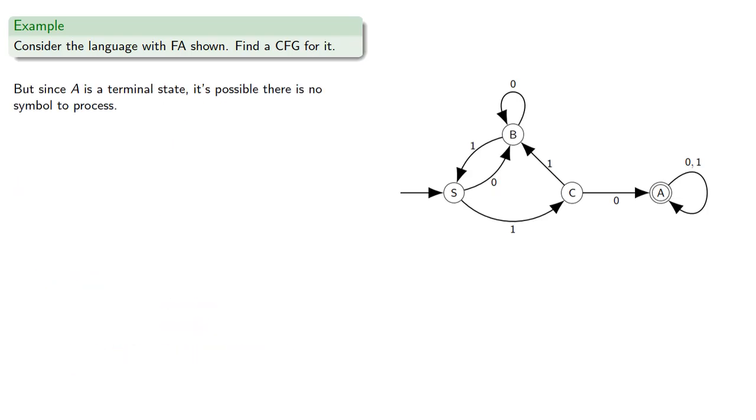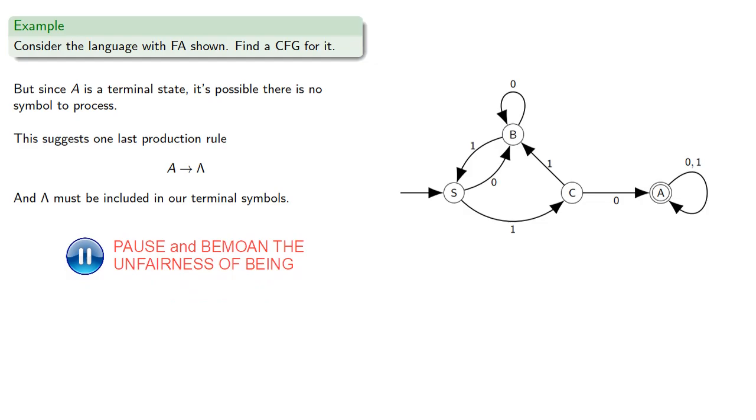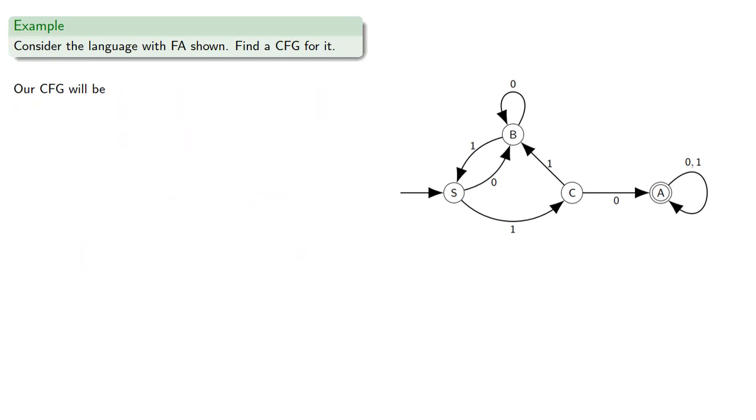Now there's one more detail. Since A is a terminal state, it's possible there are no symbols to process. And this suggests we have one last production rule. A produces the empty string, and the empty string must be included in our set of terminal symbols. And so this suggests our context-free grammar will have variables S, A, B, and C, terminal symbols 0, 1, and the empty string, our start symbol, and our production rules.